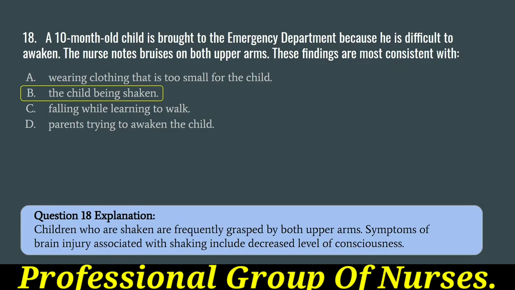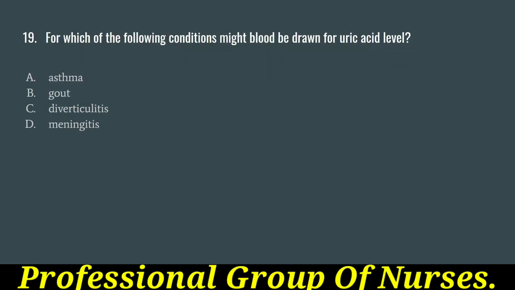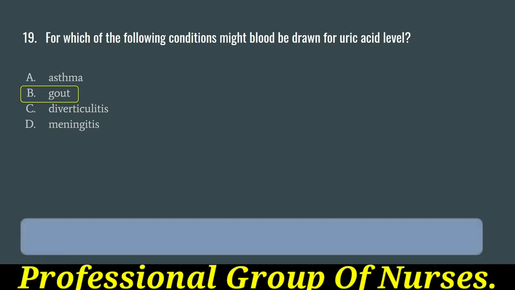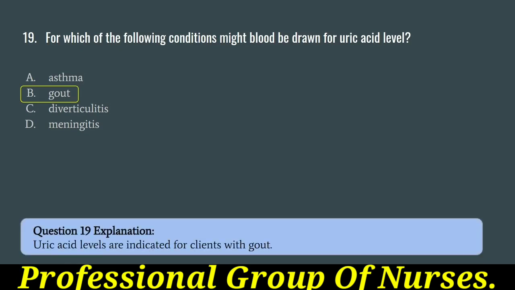Question 19. For which of the following conditions might blood be drawn for uric acid level? A. Asthma. B. Gout. C. Diverticulitis. D. Meningitis. Answer: B. Gout. Explanation: Uric acid levels are indicated for clients with gout.